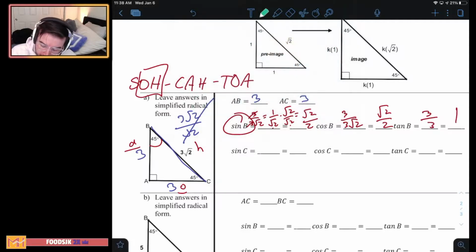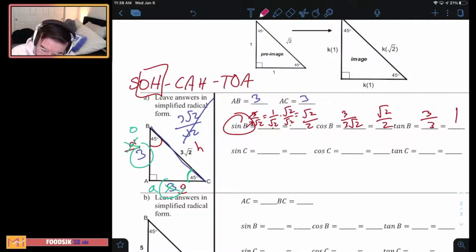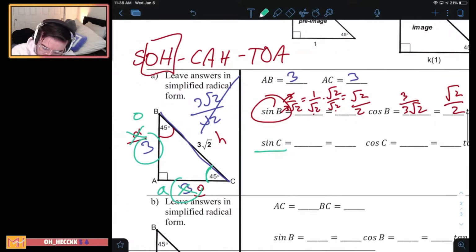So if we look at it the other way around, here's C, and now this has become the opposite, and this has become the adjacent. Well, it doesn't matter that they switch, right? Because the numbers were the same. So I'm just going to end up getting the same answer. You realize that, right? I can do this one, though, just so I can help you realize that.